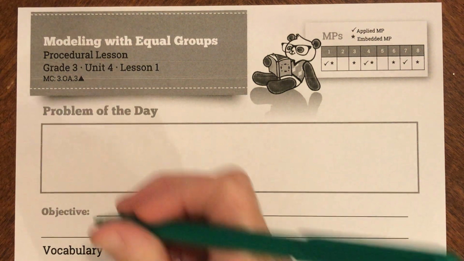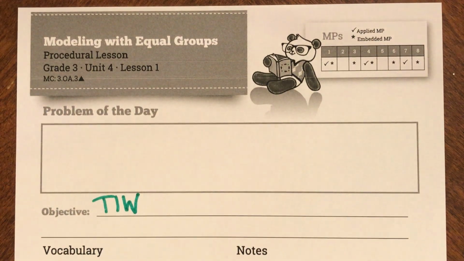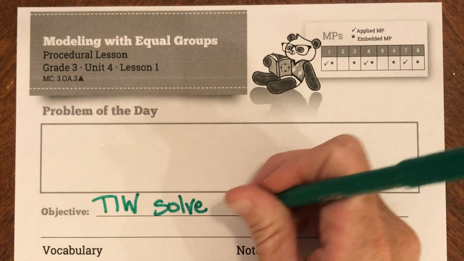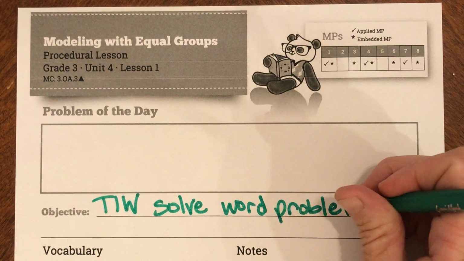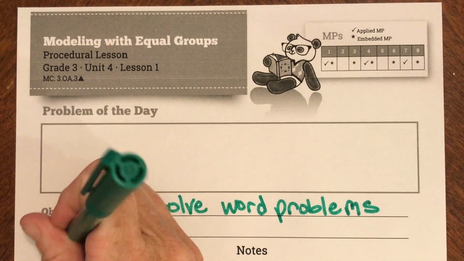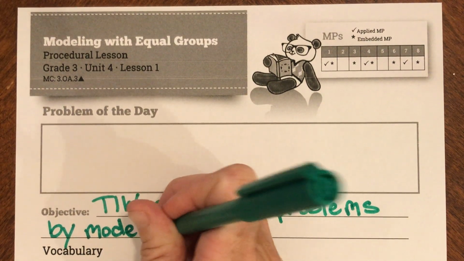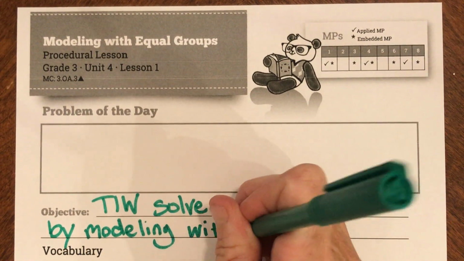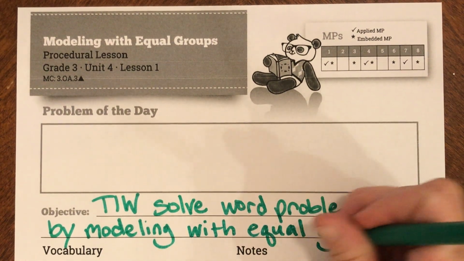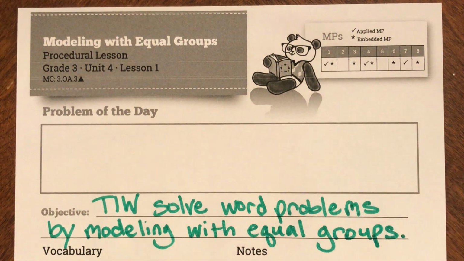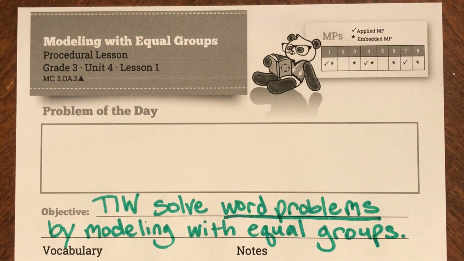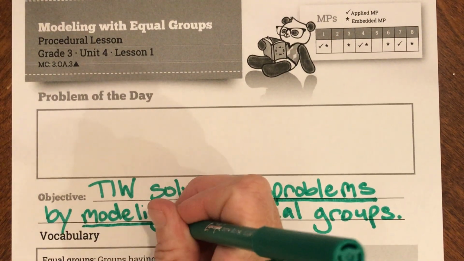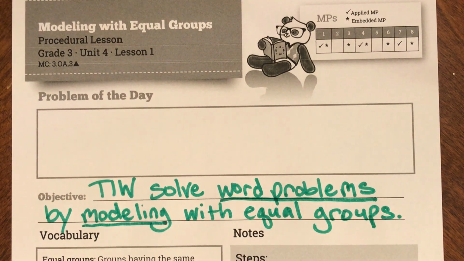And our objective today: I will solve word problems by modeling with equal groups. Period. Okay, so today I will solve word problems. So we're going to have story problems by modeling. Modeling means we're just going to be showing with equal groups. So we are going to be using visuals to show our answers.